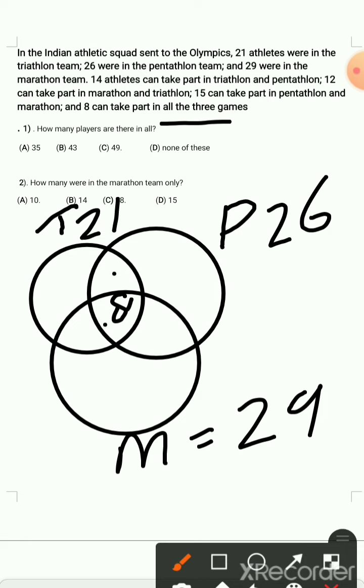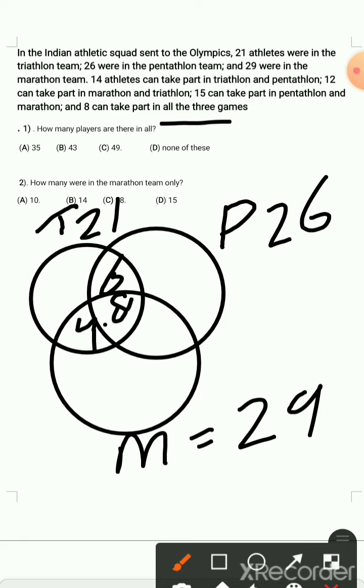Yes, 14 athletes take part in the triathlon and pentathlon. The triathlon and pentathlon, this is the 14. Out of this it is x. This is 8, so this should be 6. 8 plus 6 is 14. 12 can take part in marathon and triathlon. How much? This is 12. So marathon and triathlon, this is 12, and this is 8, so this should be 4.